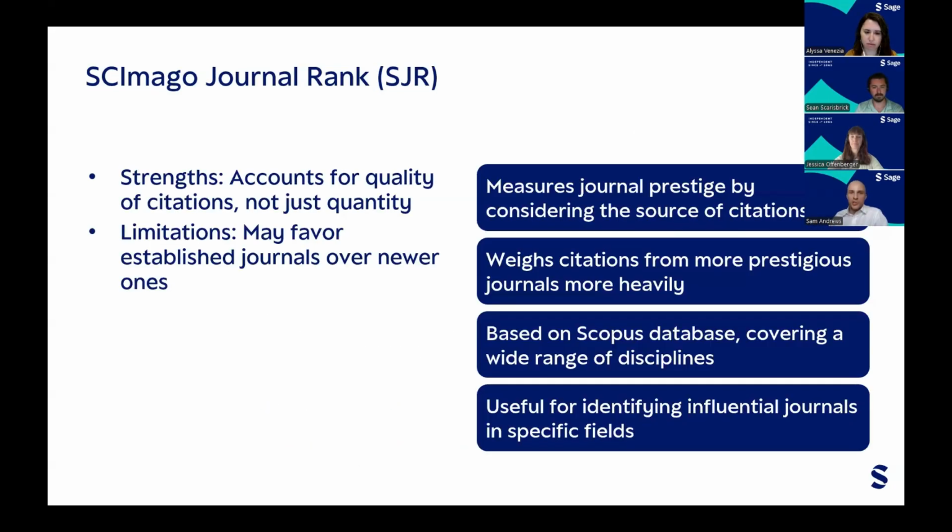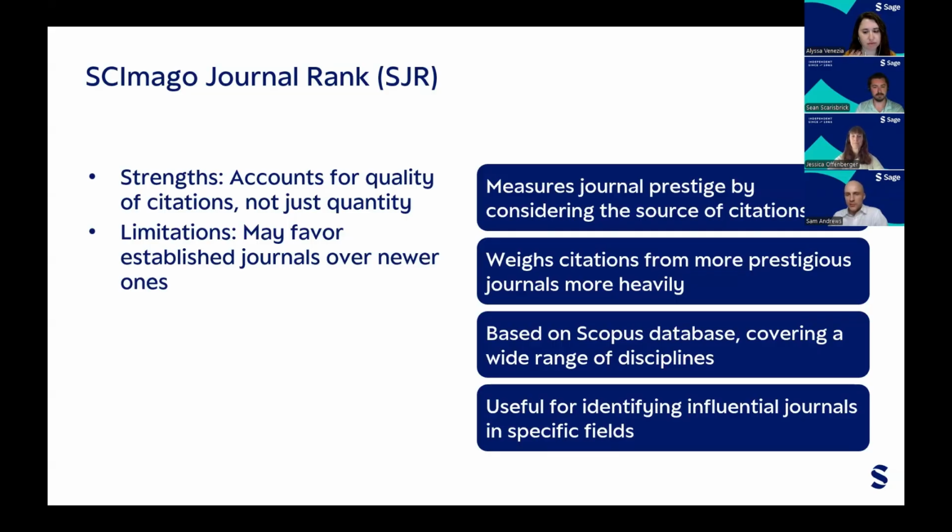Other metrics go beyond a simple division of citations by papers. A good example of this is the SJR, which is based off of Scopus data. The SJR assigns more weight to citations from prestigious journals. This means that a citation from a well-regarded source carries more value than one from a lesser-known venue. As a result, a journal could receive many citations but have a low SJR if those citations come from less influential places.